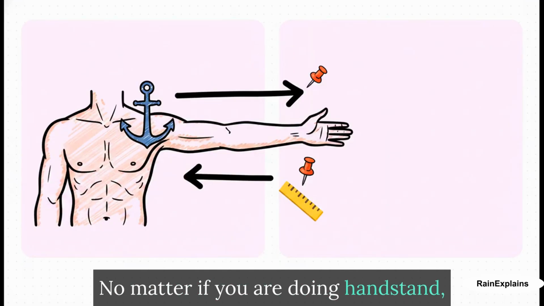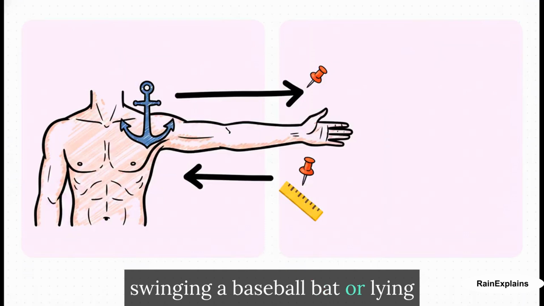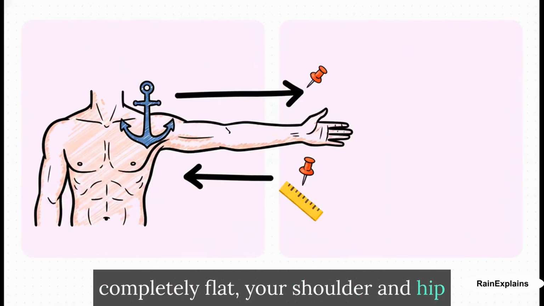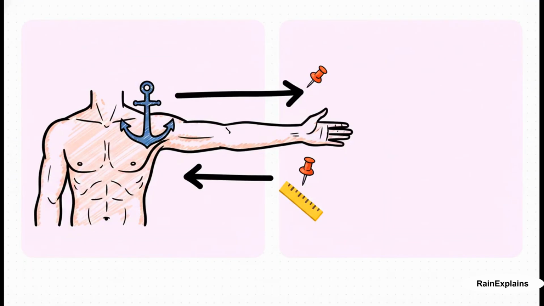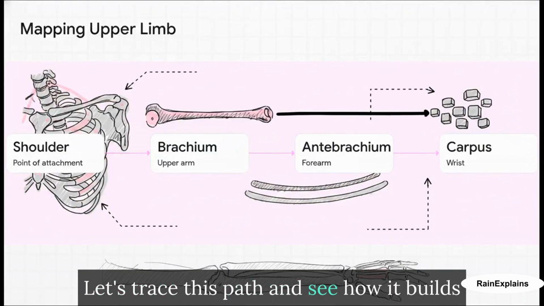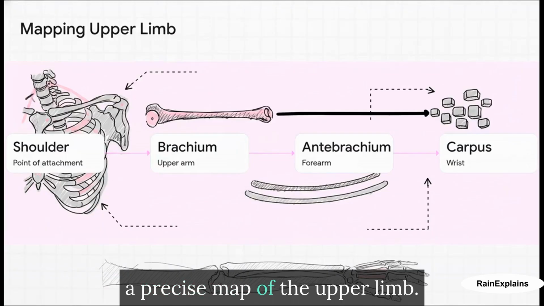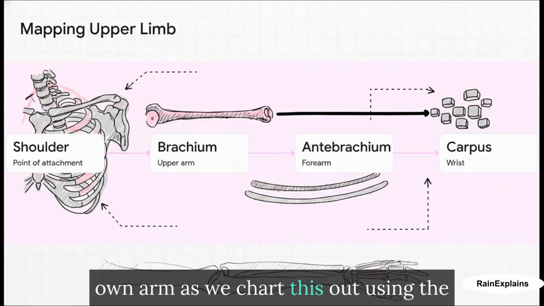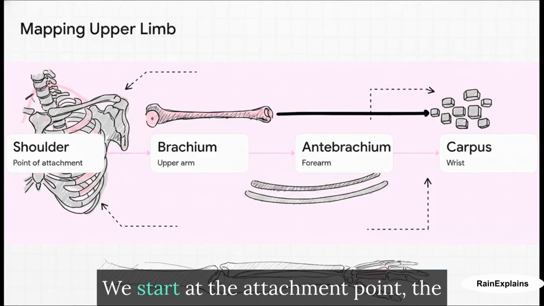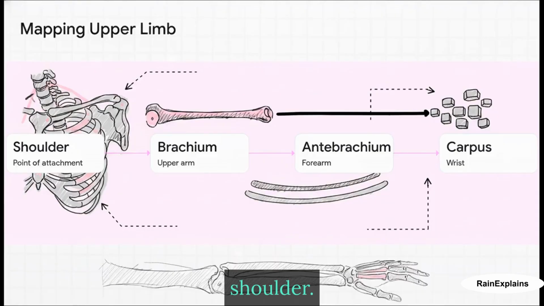No matter if you are doing a handstand, swinging a baseball bat, or lying completely flat, your shoulder and hip joints never change their position relative to the rest of your arm or leg. Let's trace this path and see how it builds a precise map of the upper limb. Actually, I encourage you to look at your own arm as we chart this out using the proper terms. We start at the attachment point, the shoulder.